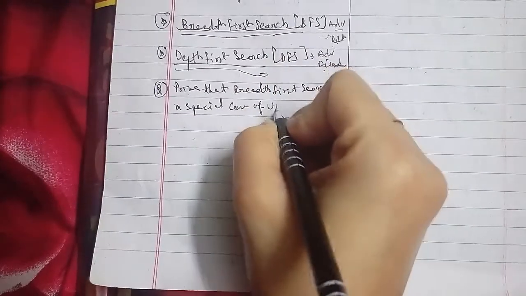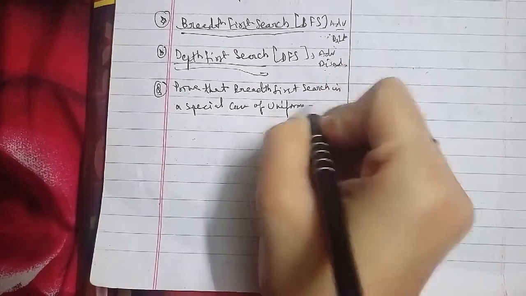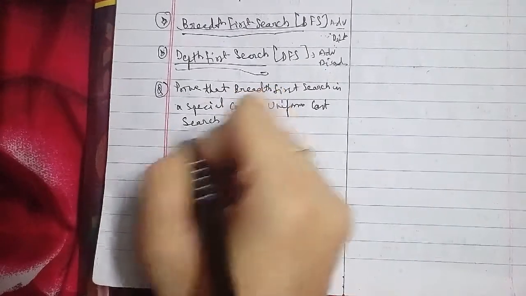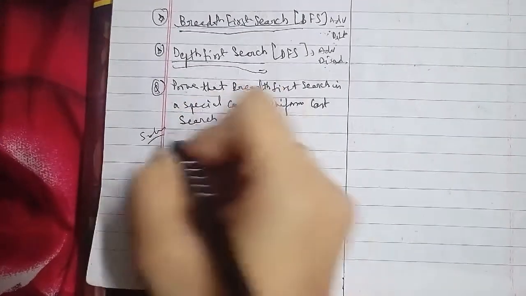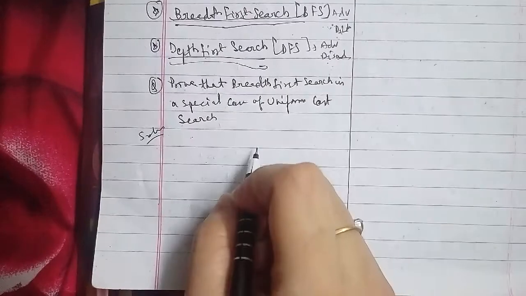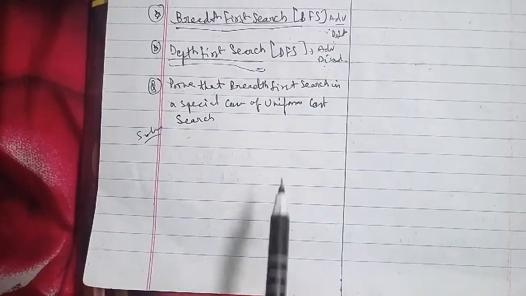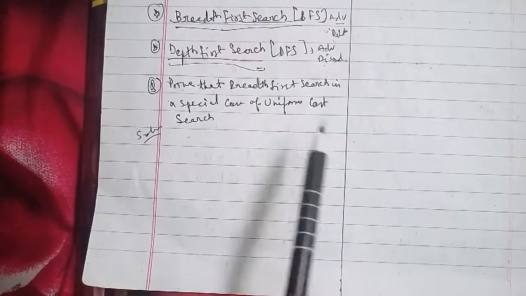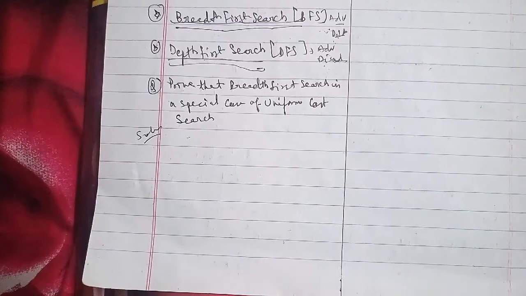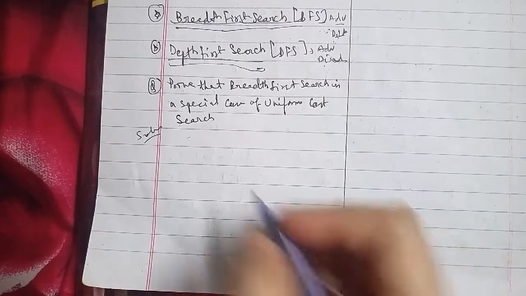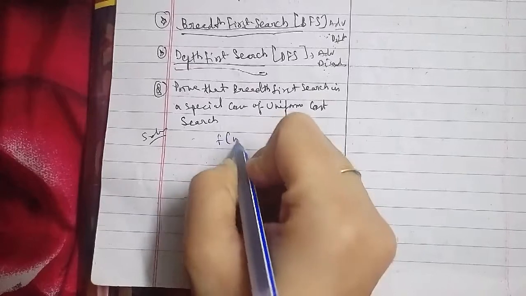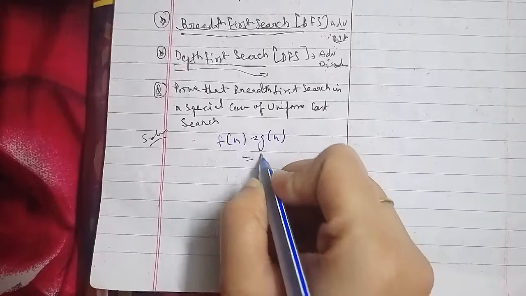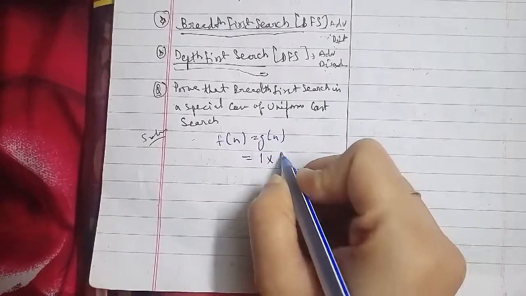So it can be proved that in the case where all the step costs are equal, it means their value must be equal to 1 or any other constant. For that, we can say that f(n) = g(n), where that is equal to 1 multiplied by depth(n). So here g(n) is a multiple of the depth of n, and breadth first search is a special case of uniform cost search here.